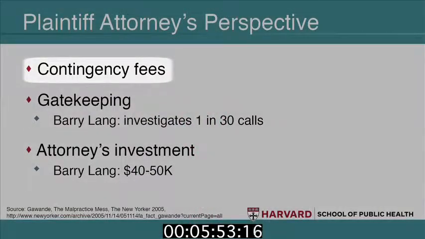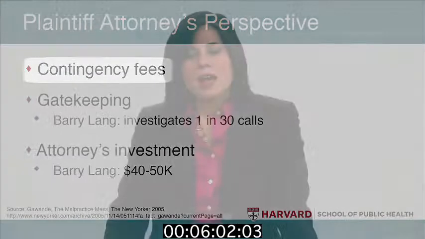Now, in order to bring this claim, the family is going to have to find a plaintiff's attorney. In the U.S., you can officially bring a malpractice claim without help from an attorney, but it's a practical impossibility. Most plaintiffs' attorneys in this country operate purely on a contingency fee basis, meaning they don't get paid until you get paid, as you've seen if you've seen any commercial on TV by a plaintiff's attorney. And so the plaintiff attorney is going to look at this case and really size it up as an investor.